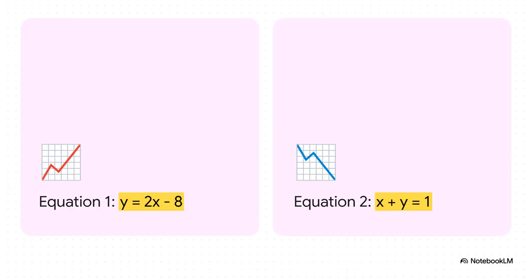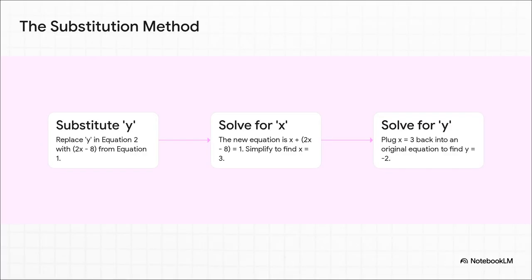What we have here are 2 different lines, each with its own equation. Our job, our entire mission, is to find the single point, that one specific x, y coordinate, where these 2 lines intersect on a graph. Now look closely at that first equation. See how y is already by itself? That's a huge clue that substitution is the way to go. We're going to take that whole expression, the 2x minus 8, and literally substitute it for the y in the second equation. The cool thing is, that leaves us with one equation that only has x in it.